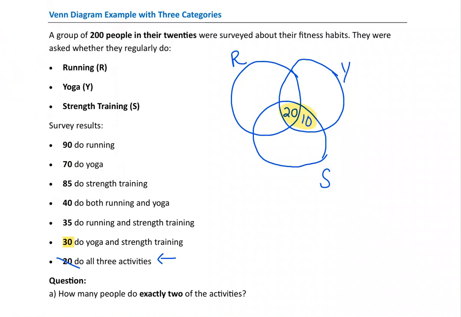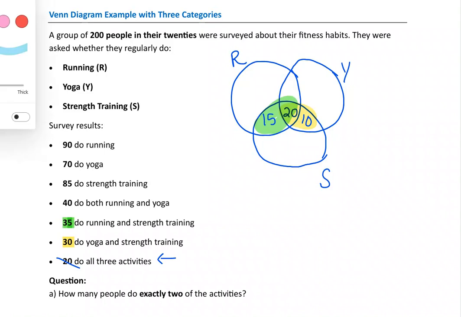Then 35 run and do strength training. So let's look where the running and the strength training are. Here's this space. Those 2 together total 35. So 15 will go here. So together that's 35 that would do running and strength train.